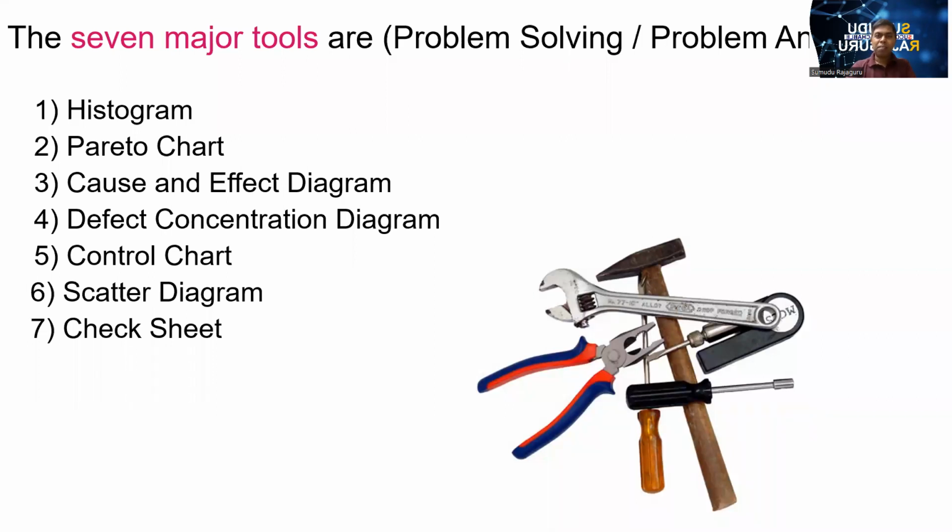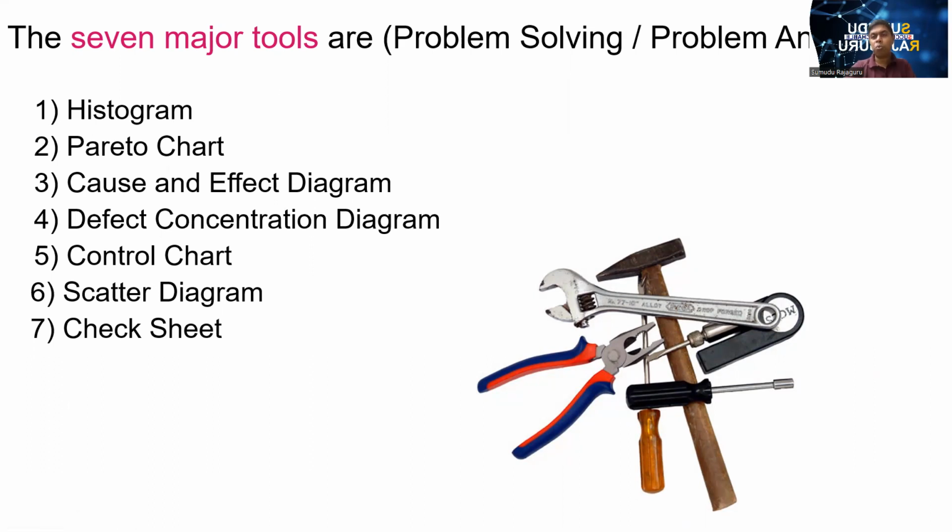In management, there are 7 major tools. I have included here: histogram, Pareto chart, cause and effect diagram, defect concentration diagram, control charts, scatter diagram, etc. Some people call these quality tools. Some people say these are problem solving tools. Actually, I would like to say, yes, I'm talking about problem solving, that's correct, but I would like to say these are problem analyzing tools.